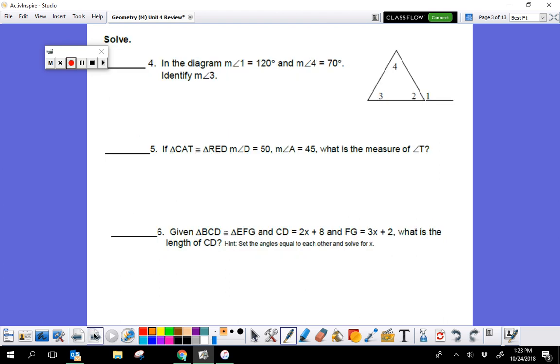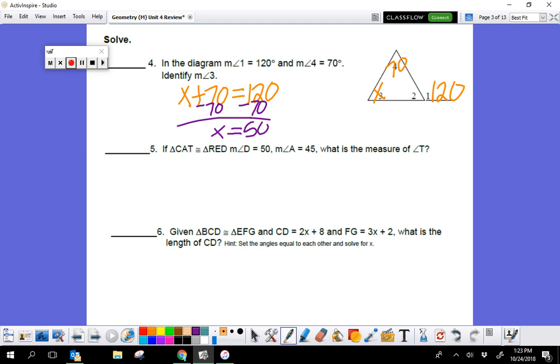Okay, number 4. In the diagram, the measure of angle 1 is 120. I'm going to put that on there. Measure of angle 4 is 70. And it wants us to find the measure of 3. So this is the exterior angle theorem. See, it shows you the exterior angle of 120. So I'm going to add the two interior. So x plus 70 is equal to 120. And so you would subtract the 70 from both sides. And you get x equals 50.